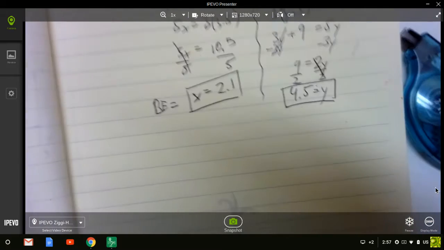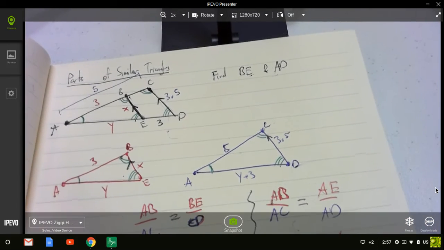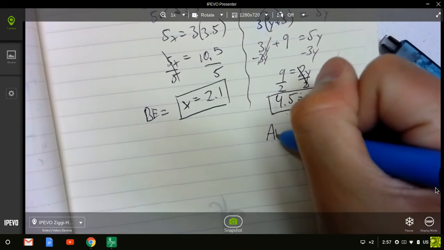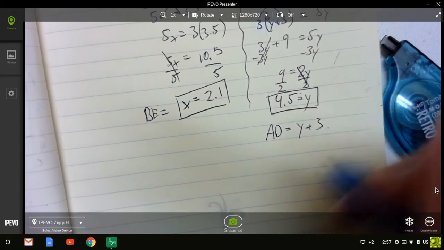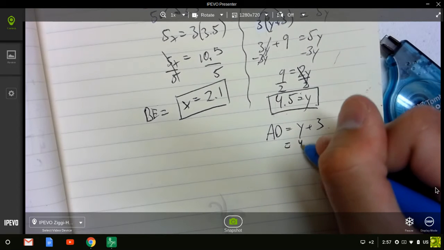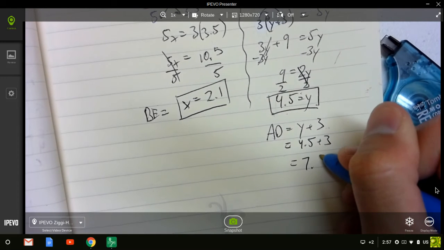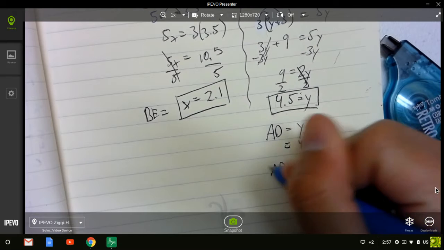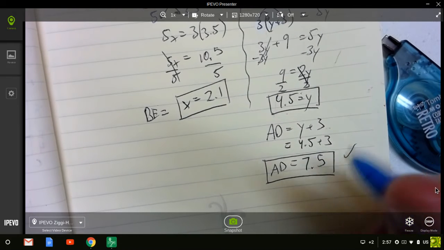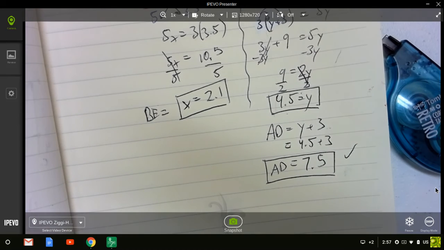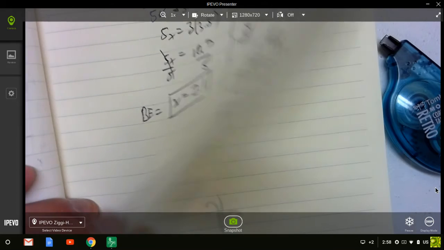However, you're not answering the question yet. I'm asking you to solve for AD. AD is y plus 3, so AD is technically y plus 3. And then I just solve for y, which is 4.5, so I'm going to substitute that in. And then I have officially solved this problem. AD is now equal to 7.5, and BE is going to be equal to 2.1. Those are your final answers, and I'm going to give you one sample problem for you to try out.